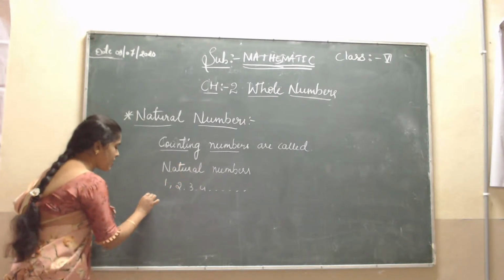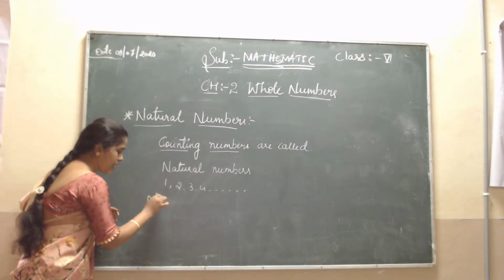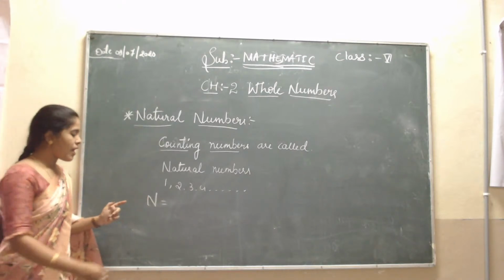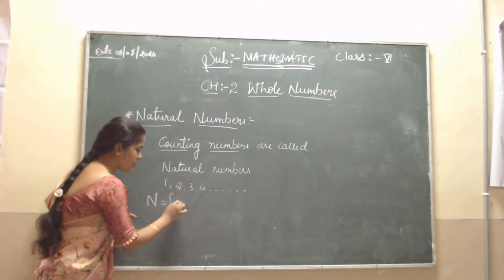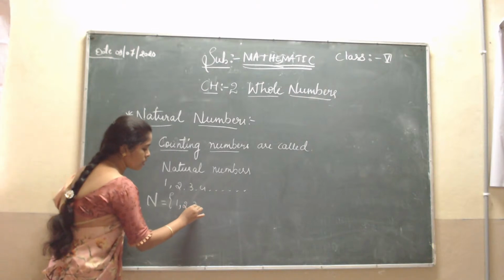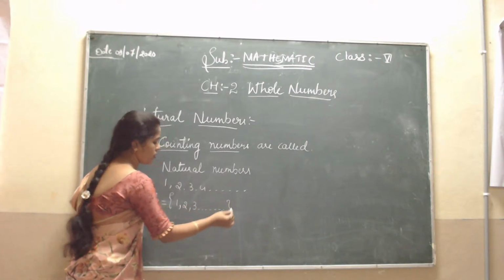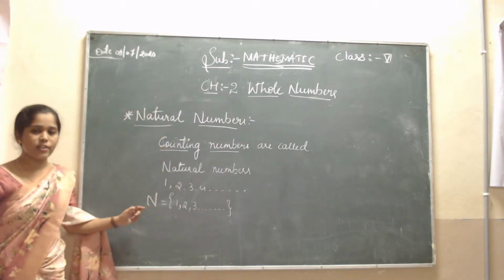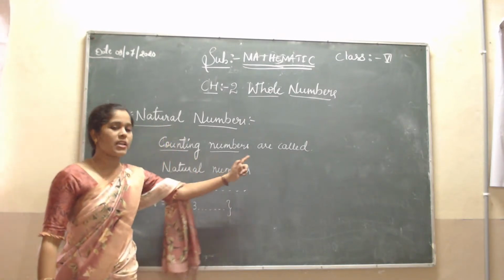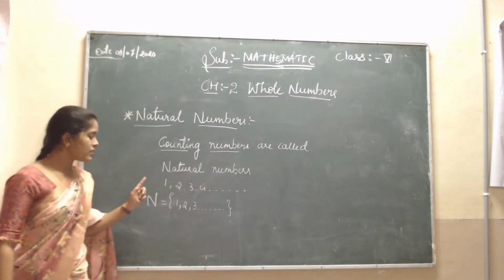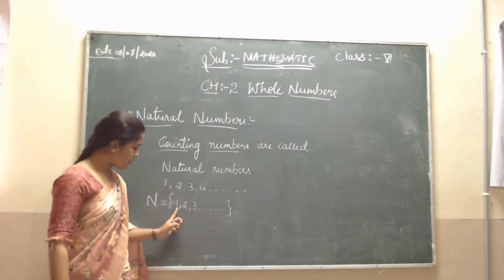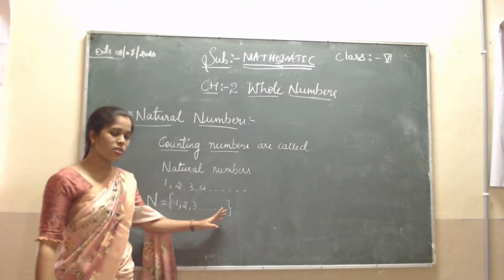Now, the natural number is denoted by capital N, and the set of natural numbers is 1, 2, 3, and so on. So this is the set of natural numbers. Natural numbers, counting numbers, are called natural numbers, the set is denoted by capital N, and the set is 1, 2, 3, and so on.